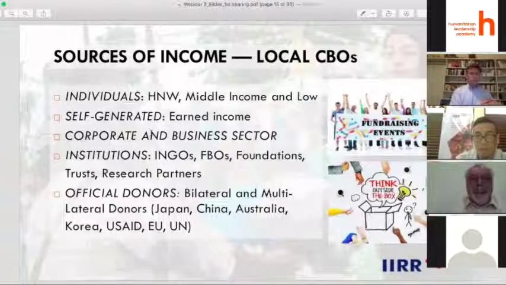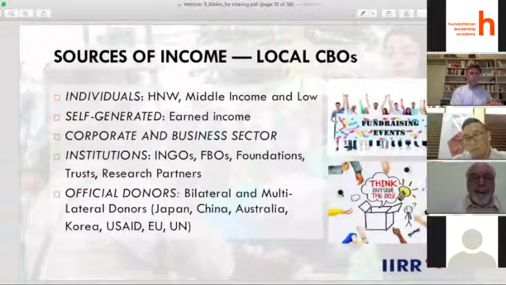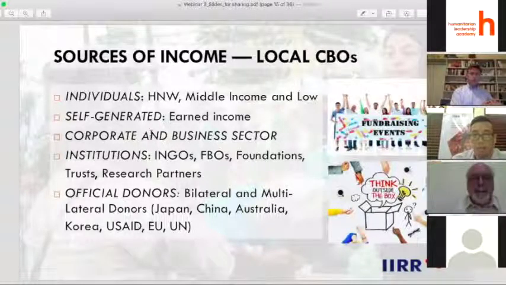Then, of course, perhaps further away from communities, but often very interested in helping CBOs, are a wide range of institutions: international NGOs, faith-based organizations, foundations, trusts, and research partners, academic institutions that like to work with communities at a local level. All of these are open to receive proposals for partnership at the local level in return for achieving their own goals and objectives.